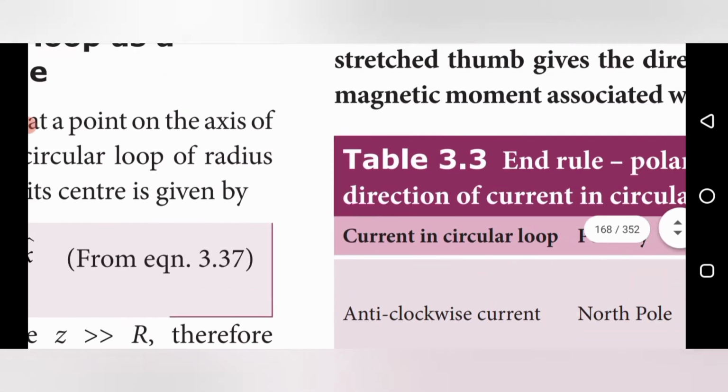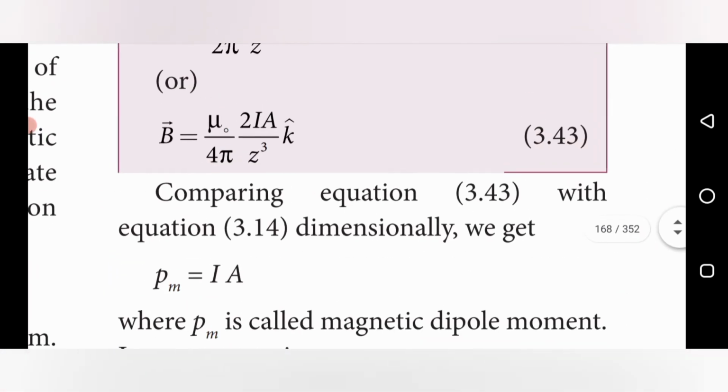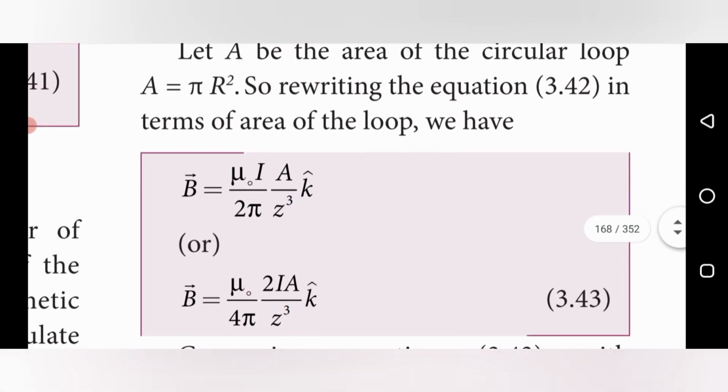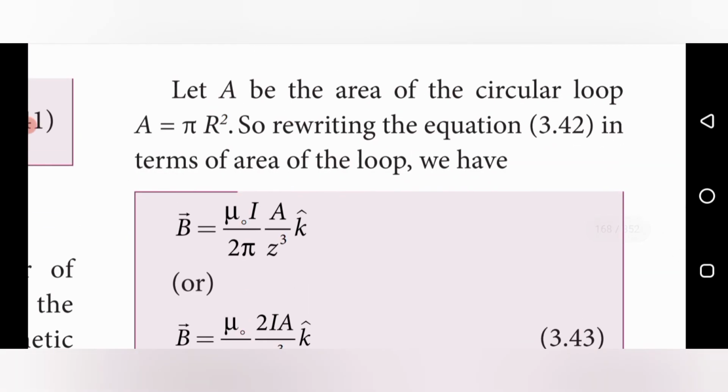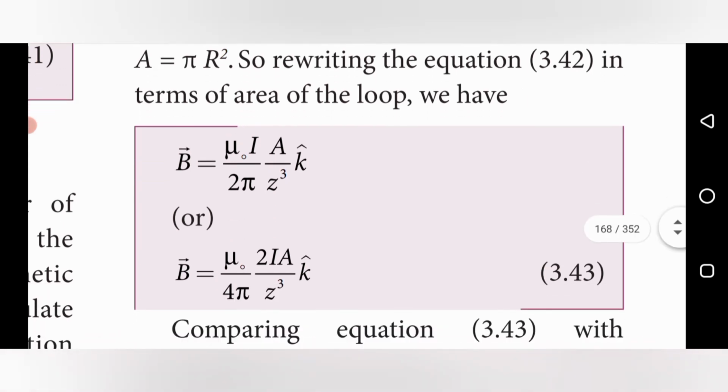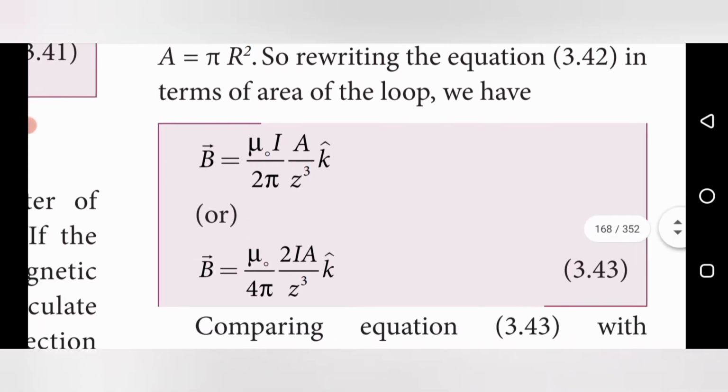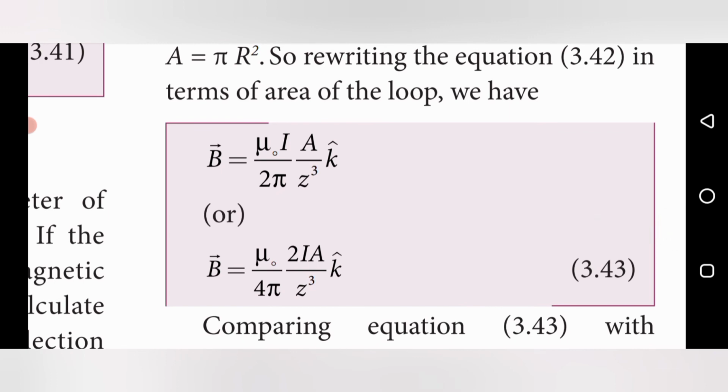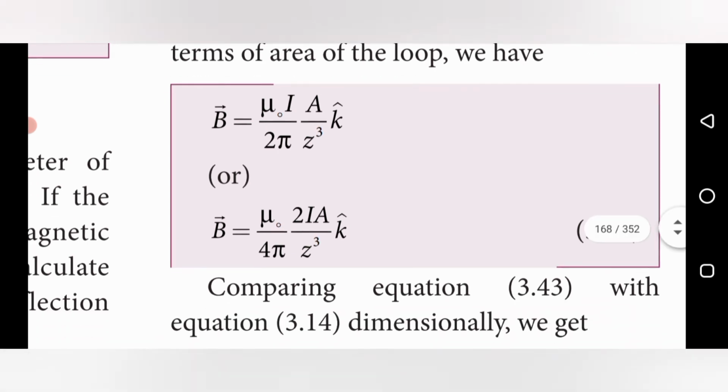Then the equation must be in the form of A, the area of the circular loop. The circular loop area is pi R square, that is the area of the circle. So this equation can be rewritten by taking pi R square as A in the numerator. So mu naught I A divided by 2 pi Z cube. So that is the equation.